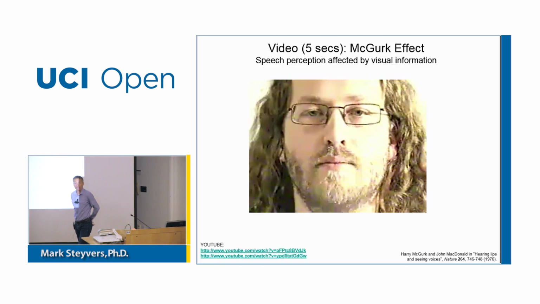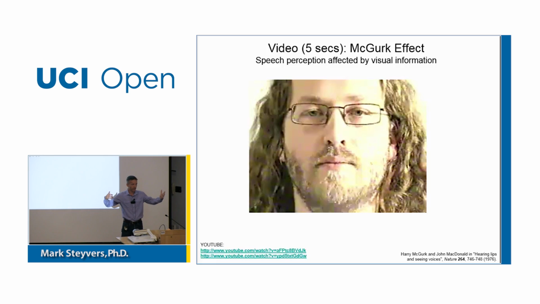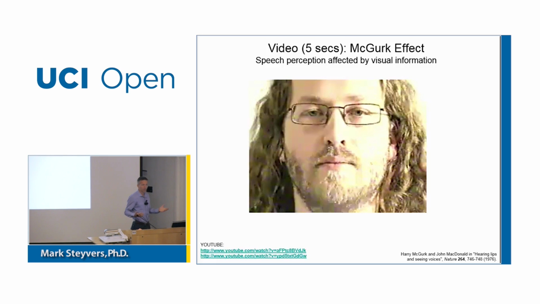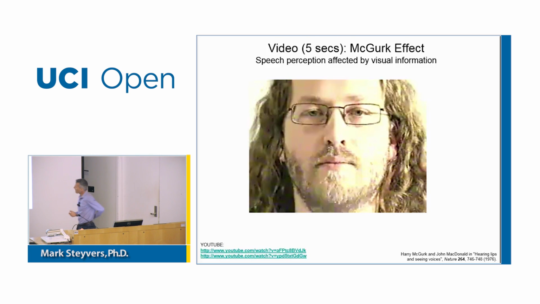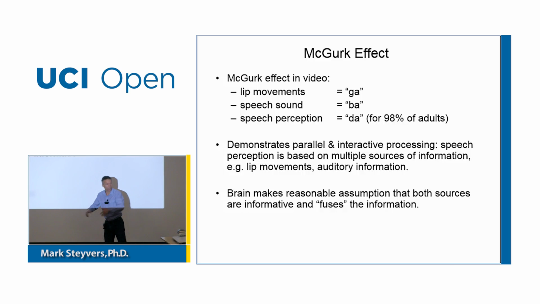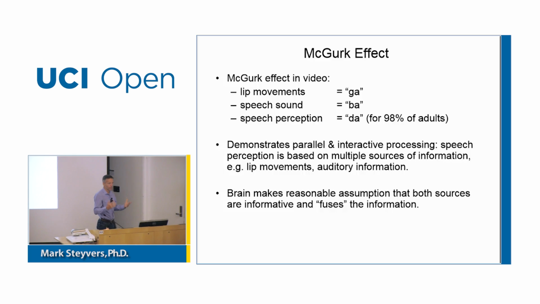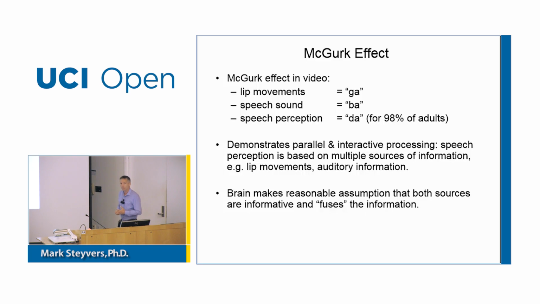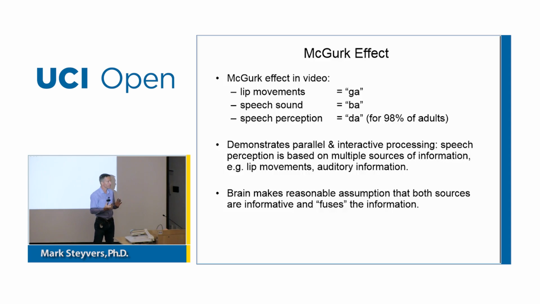And again, this is doctored, right? You just superimpose the lip movements of ga with the sound of ba. And for most people, that leads to perception of da. So this shows that speech perception doesn't just use the sound, it uses all these other cues like the lip movements and perhaps nonverbal cues, gestures as well. So clearly the brain is trying to fuse different sources of information to make sense of the input.